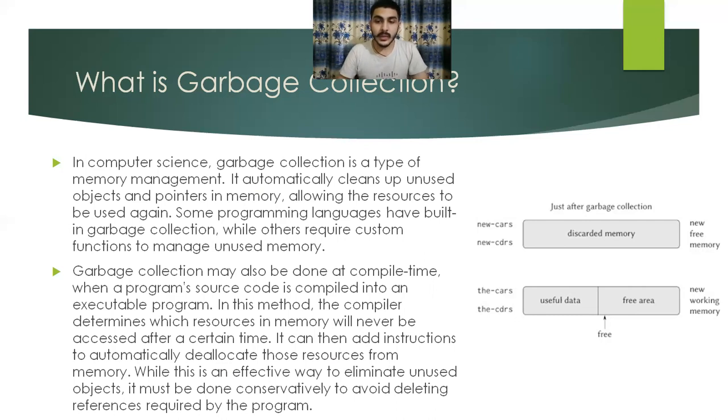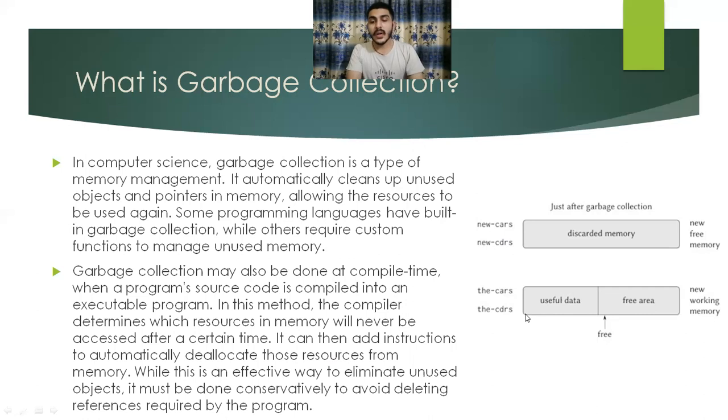Here is an example, and I will also define it in simpler words. Tag memory cells which are currently in use, and empty space is collected onto the storage list. So here is an example: new cars. Just after garbage collection, discarded memory, and here is the new free memory.